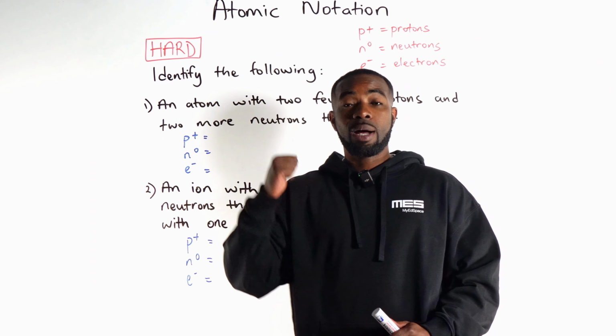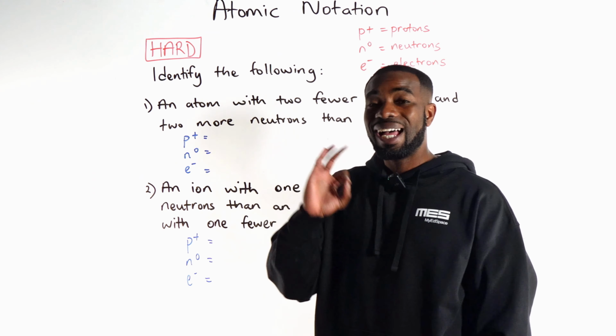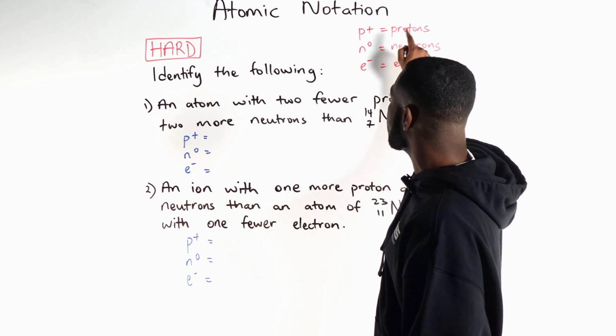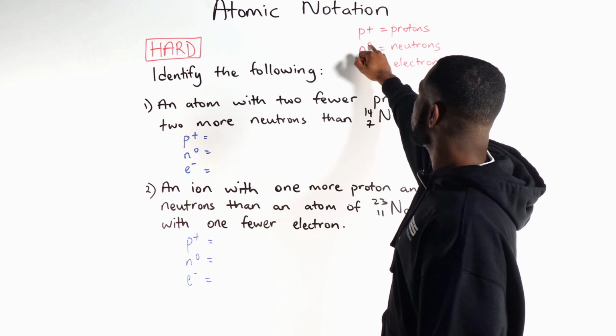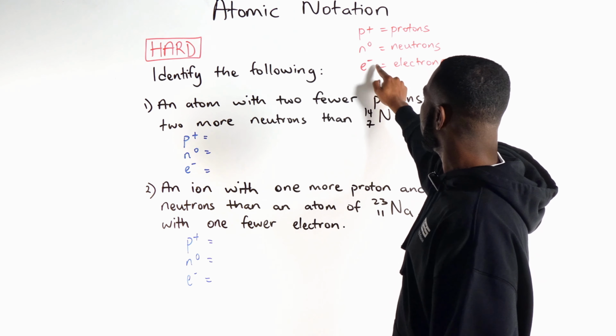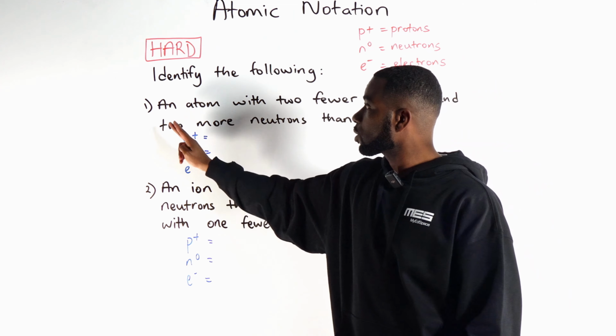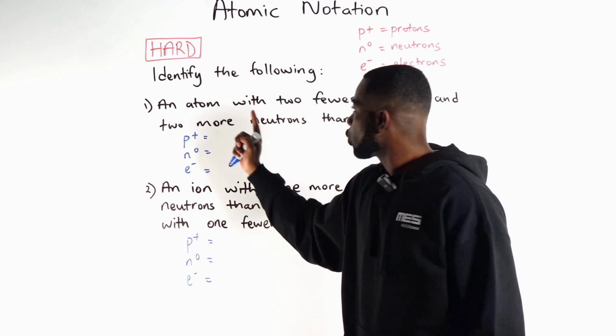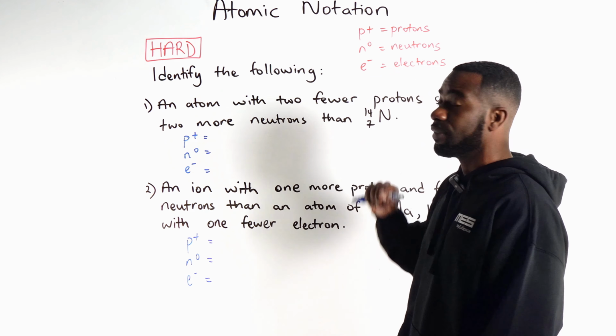So these are our hard questions, the very last one. And to approach these questions, I've got a key over here. So a P+ just means number of protons, N0 just means number of neutrons, and E- just means number of electrons. So the first question says an atom with 2 fewer protons and 2 more neutrons than 14(7) nitrogen.